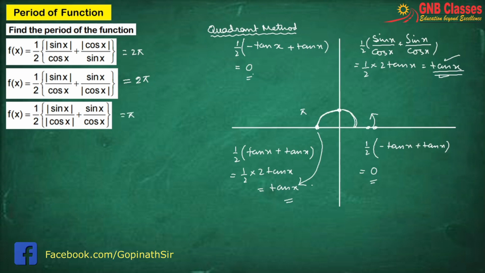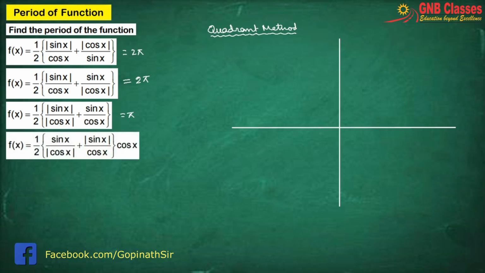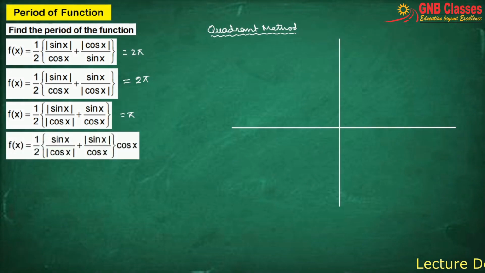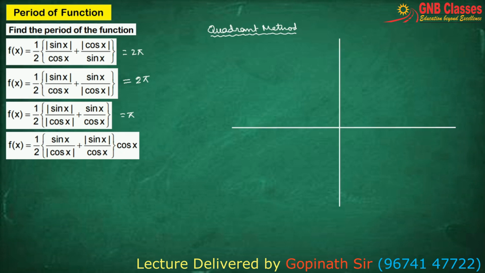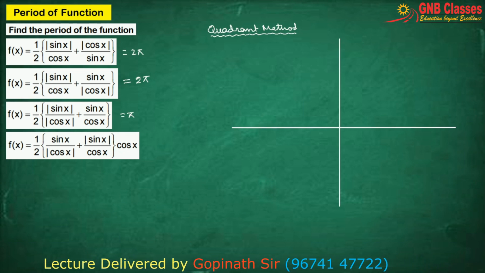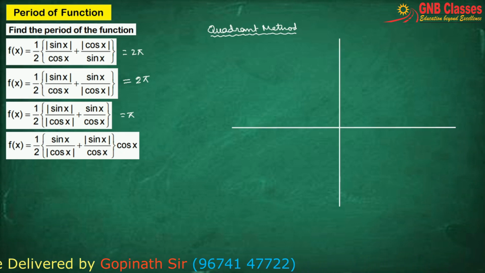Therefore, the period for this function will be pi straight away. Is it clear? Let us take another example. See, in this case, we have been given that f(x) is half times sin x by mod cos x plus mod sin x by cos x into cos x, right? So I'm writing it, removing the mod sign in the respective quadrants.